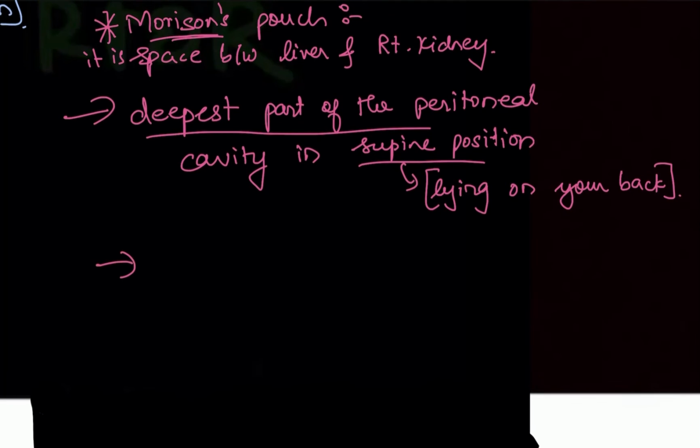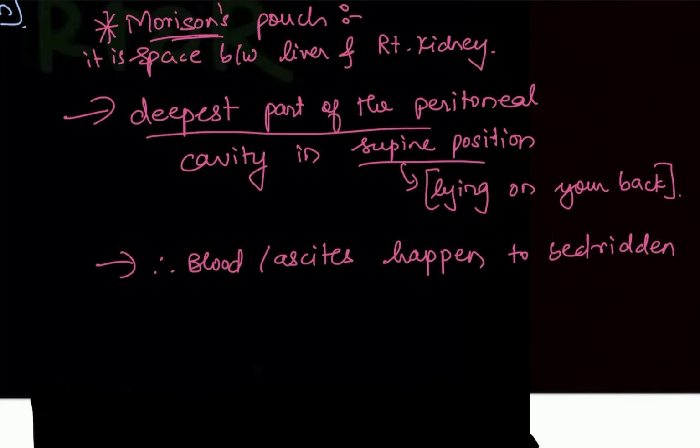So what is the importance of it? Write down, therefore blood or ascites happen in bedridden patients. Ascites is nothing but edema of the abdomen. Okay, so edema of the abdomen is also known as ascites. Bedridden patients means patients who are lying on the bed for a very long time. Such patients get this ascites and blood filled in this area, this Morrison's pouch. Okay, so please remember that also.